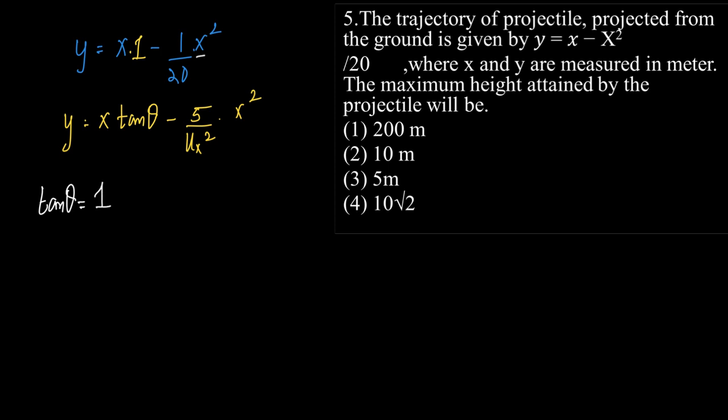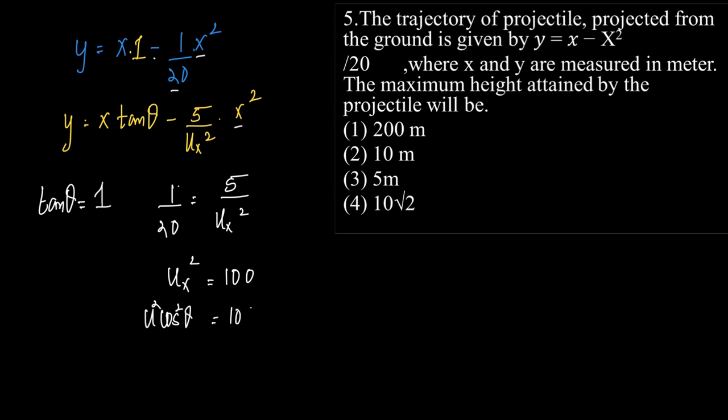Similarly, the coefficient of x square is 1 by 20 and here it is 5 by ux square, with negative signs on both. So we have 1 by 20 is equal to 5 by ux square. Now, what is ux square equal to? Ux square is equal to 5 into 20, which is 100. And ux is u cos theta the whole square. Therefore, u square cos square theta is equal to 100, and therefore u cos theta is equal to 10.